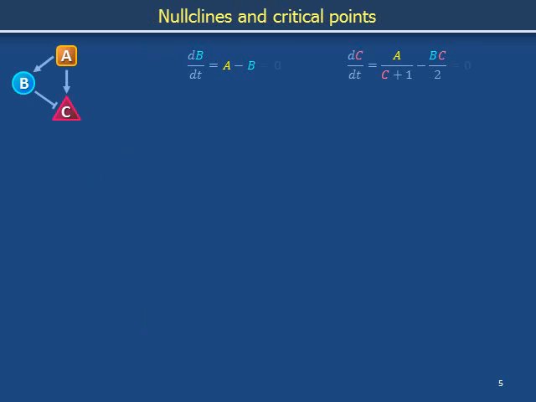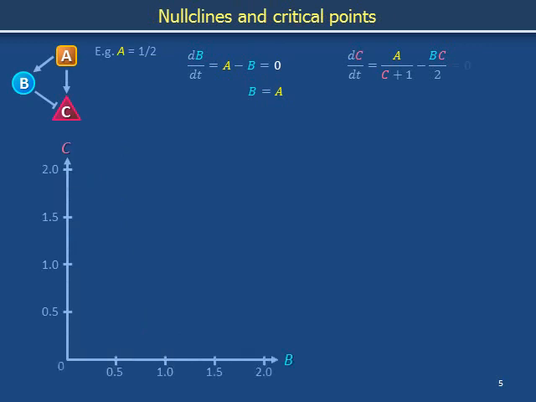To add quantitative understanding to our word model, let's look at the nullcline for B. It's the curve defined by the relationship B equals A. For example, if the external input is held at A equals 1/2, the nullcline for B in the BC phase plane is a vertical line at B equals 1/2. We also consider the nullcline for C.